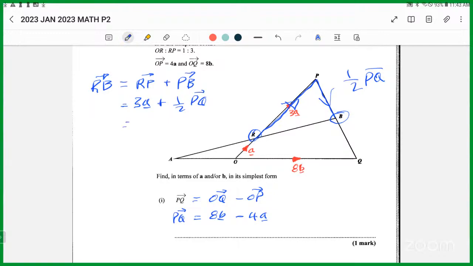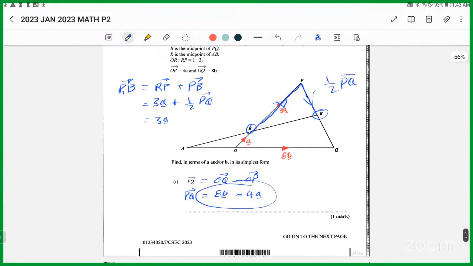So if we populate this now, we're going to get the 3A, and then we're doing half of this PQ. Half of that PQ is half of this value and half of this. Now half of the 8B is 4B, and half of the minus 4A is minus 2A. This consolidates into 4B, and 3A minus 2A is A. So it's 4B plus A is the answer I'm getting for RB.